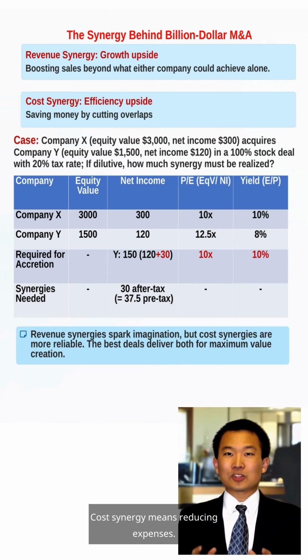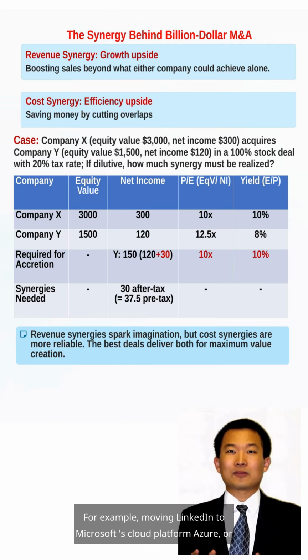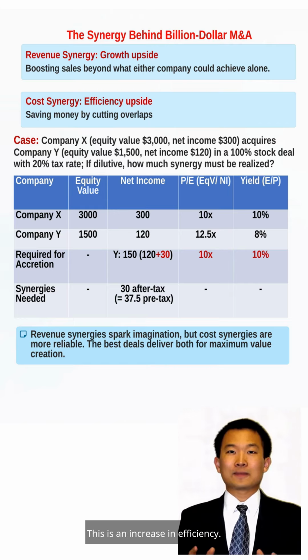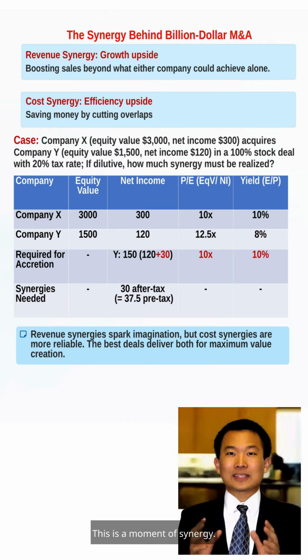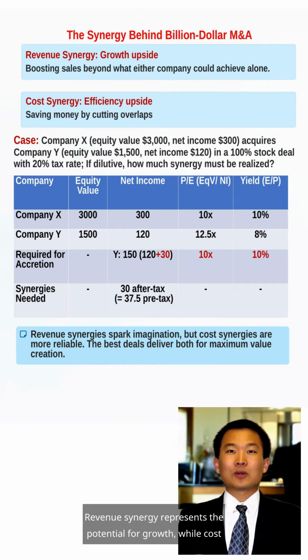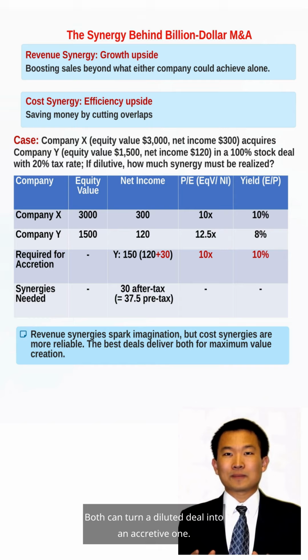Cost synergy means reducing expenses. For example, moving LinkedIn to Microsoft's cloud platform Azure, or merging overlapping HR and marketing departments. This is an increase in efficiency. This is a moment of synergy. Revenue synergy represents the potential for growth, while cost synergy represents the potential for improved efficiency. Both can turn a diluted deal into an accretive one.